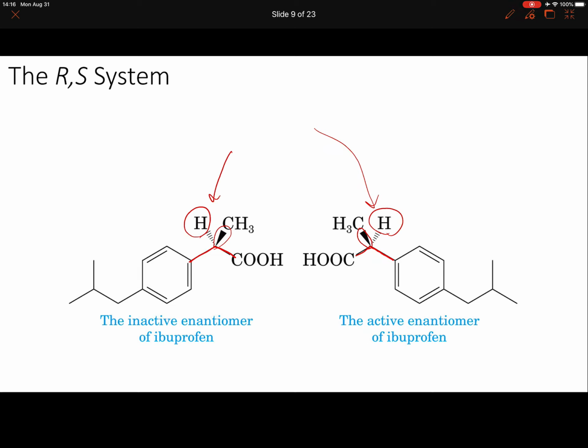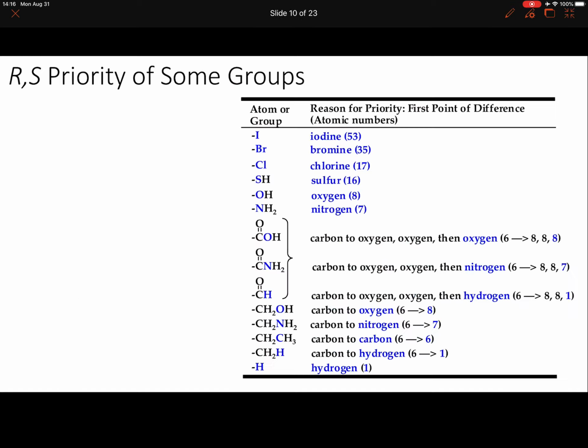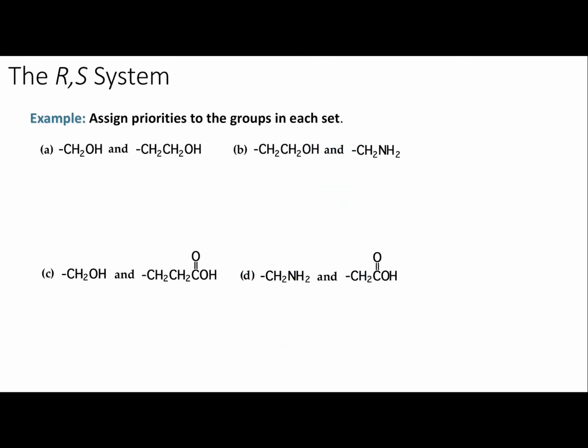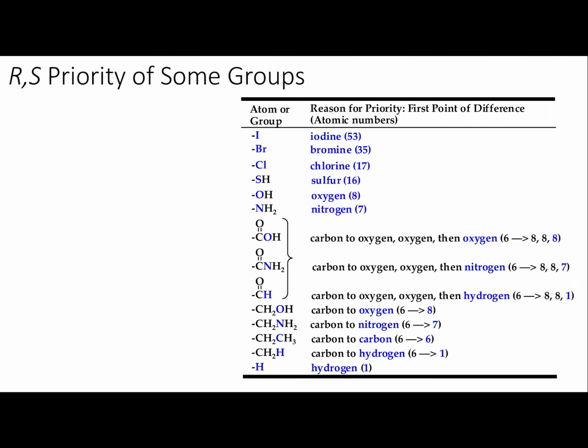Okay? Now, to assign priority, this is based on atomic number. Of course, hydrogen will always go towards the back. I think I have a table. I do. So this is the priority. It's assigned by atomic mass, or essentially atomic number. The heavier elements have higher priority. So to give you an example, I think I have an example. I was going to do it on the next page, but I want to have this in front of us.